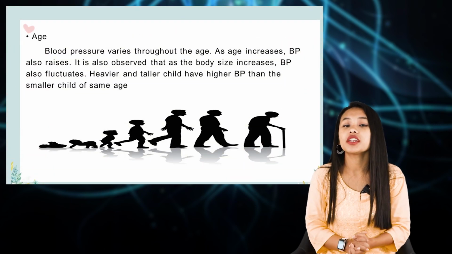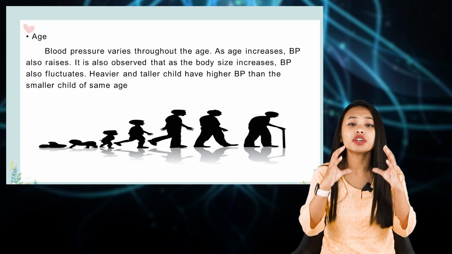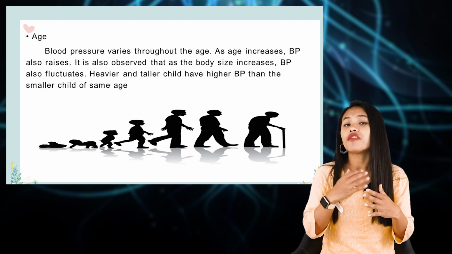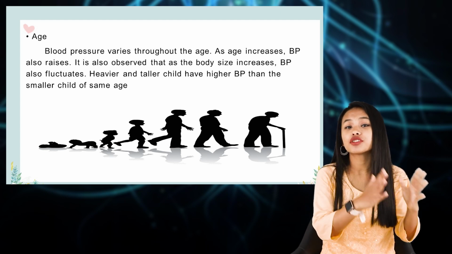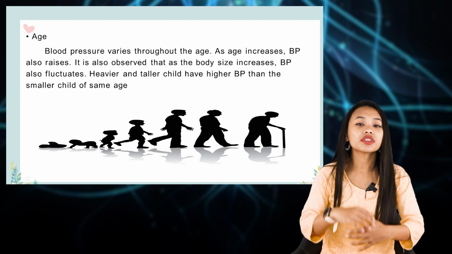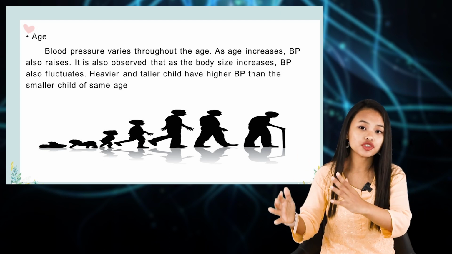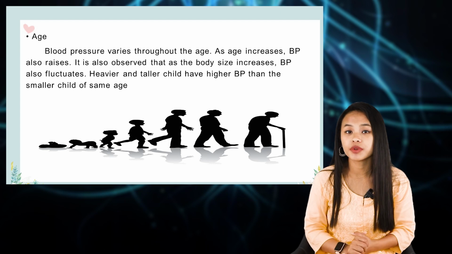So the first one here is the age, right? Here the blood pressure of an individual will vary throughout their age. With an increase in the age of an individual, the blood pressure will also be increased.